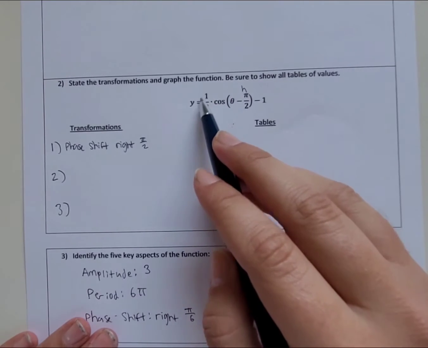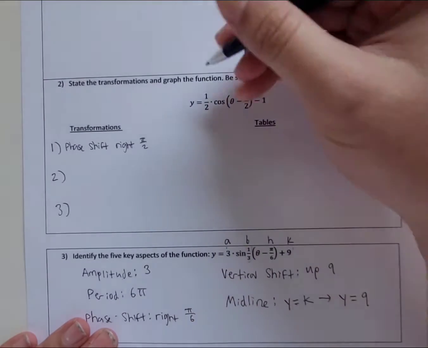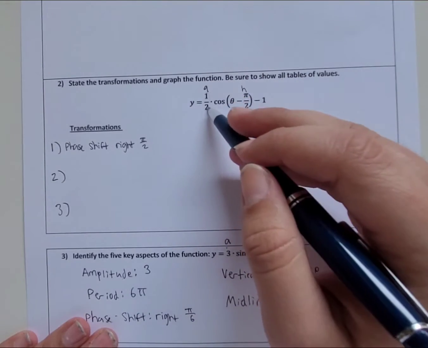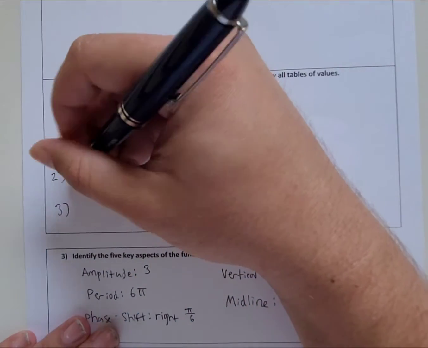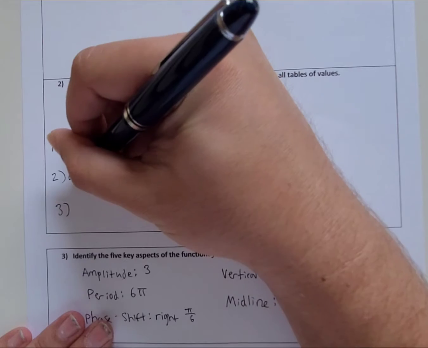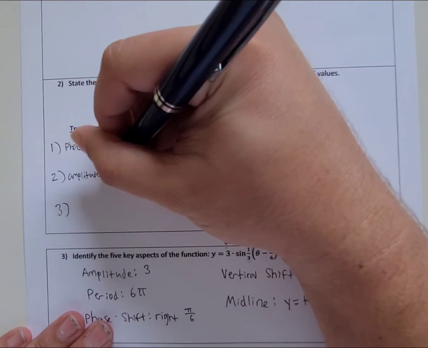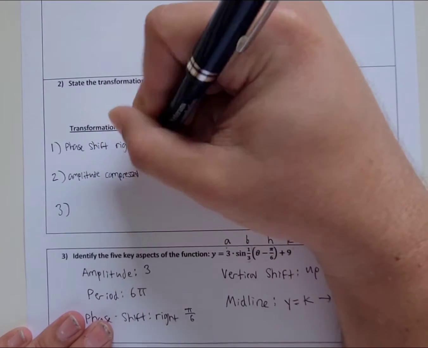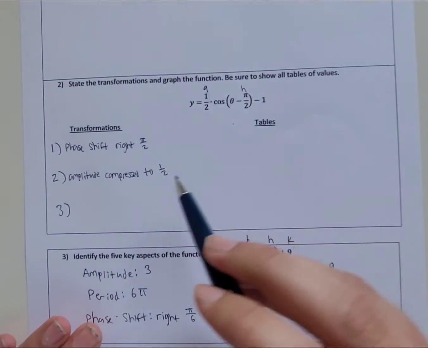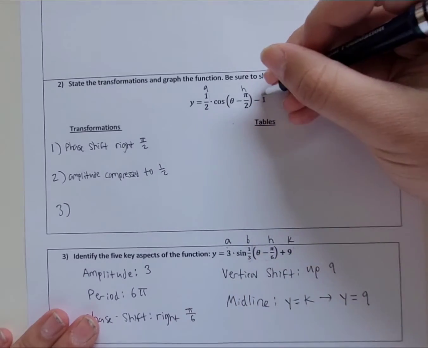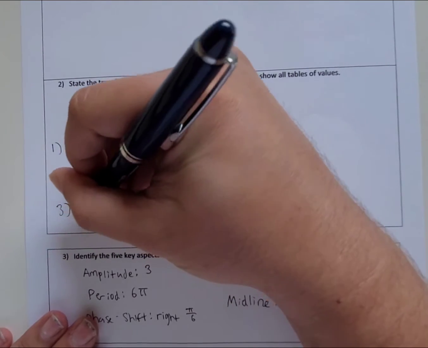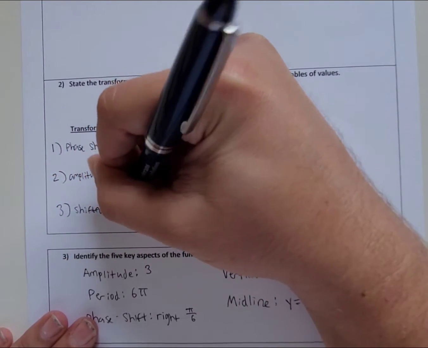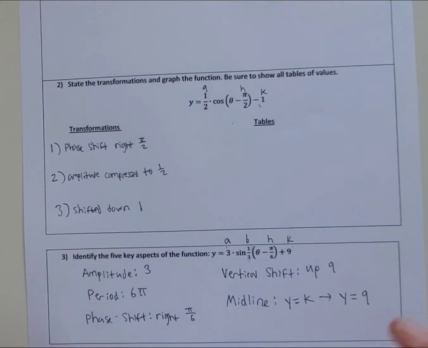And then 2, I'm going to do multiplication. This is my A value, and A value is amplitude. So I know my amplitude is being compressed to 1/2 from 1. And then 3, lastly, this is my K value, and it's -1, so I know I'm going to be shifted down 1 unit. All right, and these are our transformations for this function.